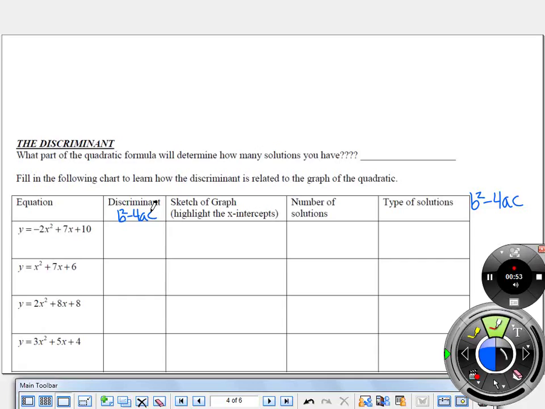Then tell me how many solutions you see, which will be totally dependent on the number of x-intercepts that you see, right? And then leave this 4th column blank about the type of solutions. We'll talk about that when we're done. So your job in your groups right now, you can share resources, calculators, you can share information. For these 4 equations, give me a discriminant value, give me a quick sketch of the graph with the x-intercepts highlighted, and tell me how many solutions that quadratic would have, okay?